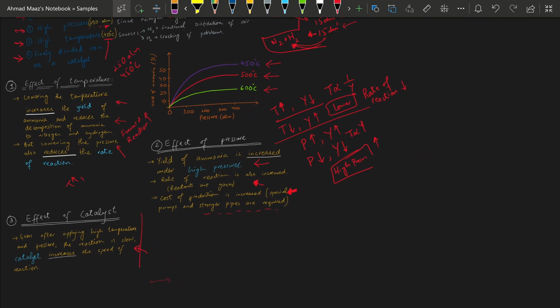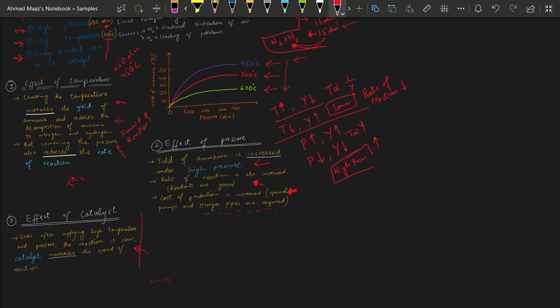Temperature's effect is that when we increase the temperature, 450, 500, 600, the yield is low. Obviously the rate will be higher, but the yield is low. We want the maximum yield of ammonia. We want the maximum reactants to be converted into products. So that is why we use a lower temperature. But what happens when we use a lower temperature? The rate of reaction decreases. So we need to find a compromise between the rate and the yield.